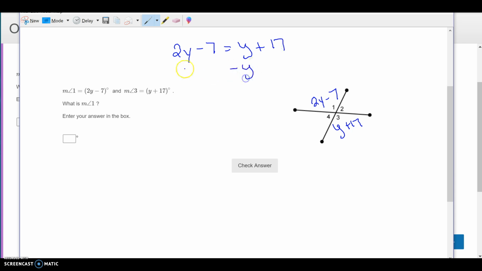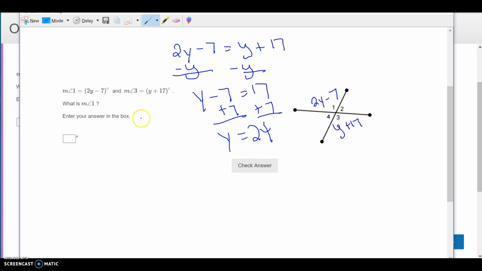Let's subtract y from both sides. And we get y minus 7 equals 17. Add 7 to both sides. And we get y equals 24. But it's not asking for y, it's asking for the measure of angle 1, which equals 2y minus 7. Now we can plug in what we know for y.